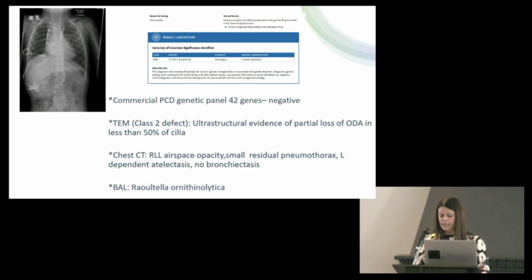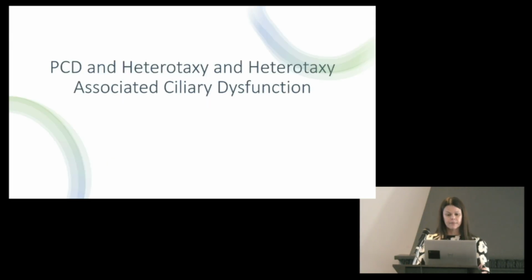His CT findings showed right lower lobe airspace opacity, a small residual pneumothorax, left-dependent atelectasis, and a note that he did not have bronchiectasis. His BAL grew Raoultella ornithinolytica, which is an encapsulated gram-negative rod from the family of Enterobacteriaceae closely related to Klebsiella. So with this clinical presentation in mind, I'd like to give 3 overviews, and Dr.